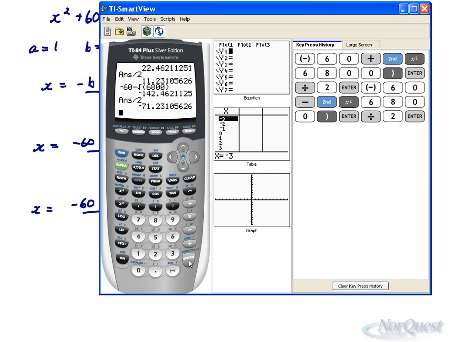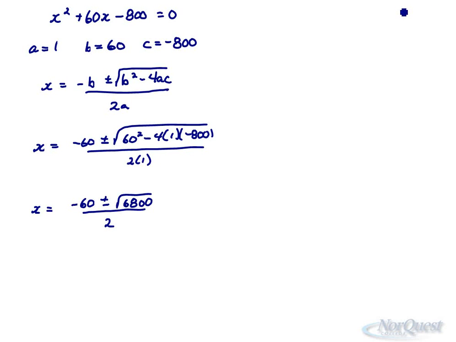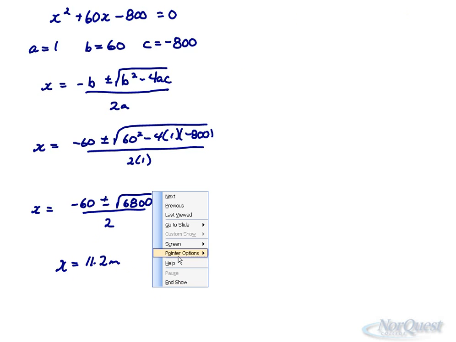So I just wanted to kind of show you how to punch those in on the calculator, making sure that you can evaluate these radicals as well. I'm just going to hide the calculator again. Let's write our 2 answers down. X equals 11.2 meters, and the other one was, I'll have to go back to the calculator.